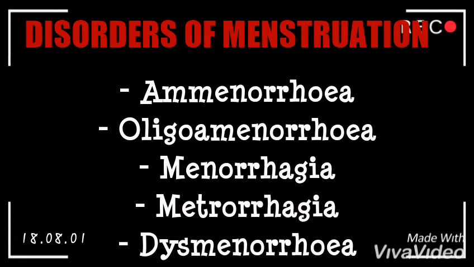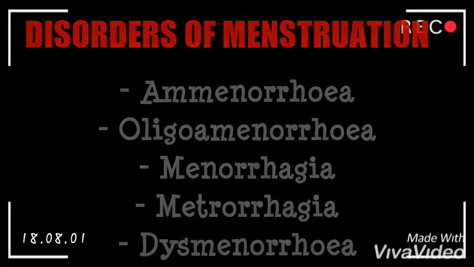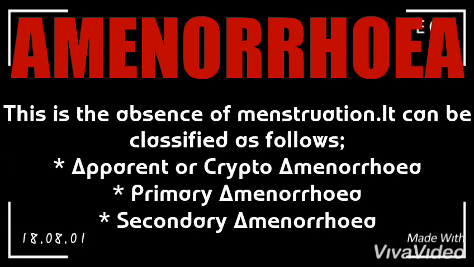Disorders of menstruation: amenorrhea, oligomenorrhea, menorrhagia, metrorrhagia, dysmenorrhea. Amenorrhea. This is the absence of menstruation. It can be classified as follows: apparent or cryptomenorrhea, primary amenorrhea, or secondary amenorrhea.